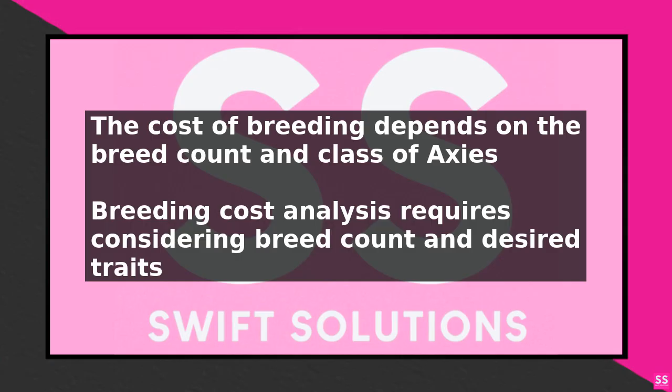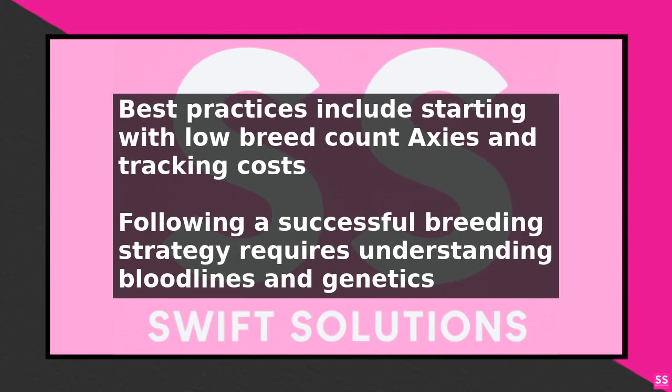If you want to produce an offspring with a specific body part, you would need to consider the genes of the parent Axies and the probability of the offspring inheriting that trait.